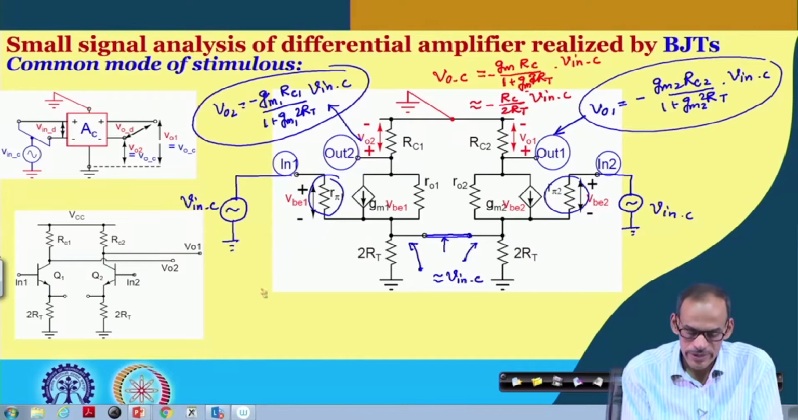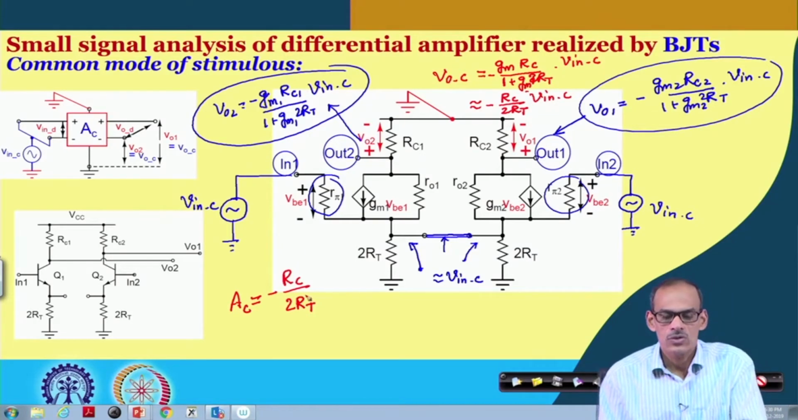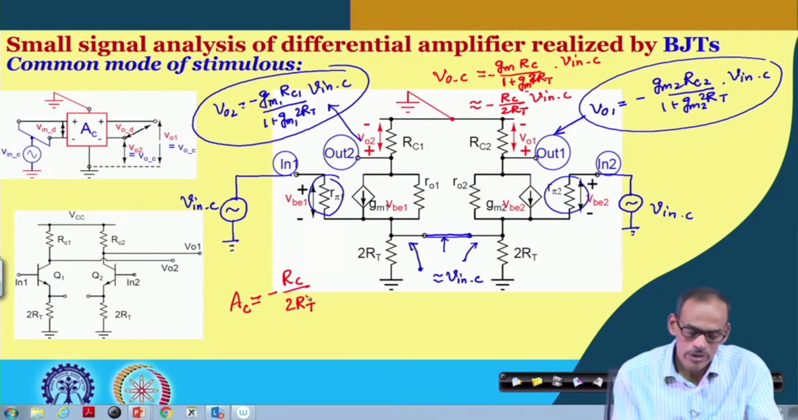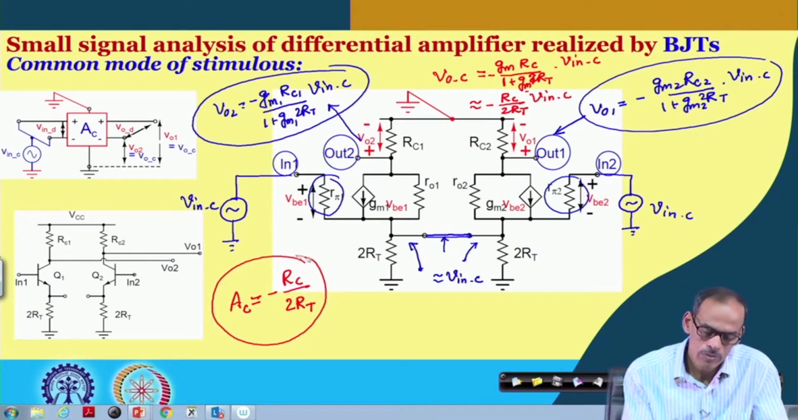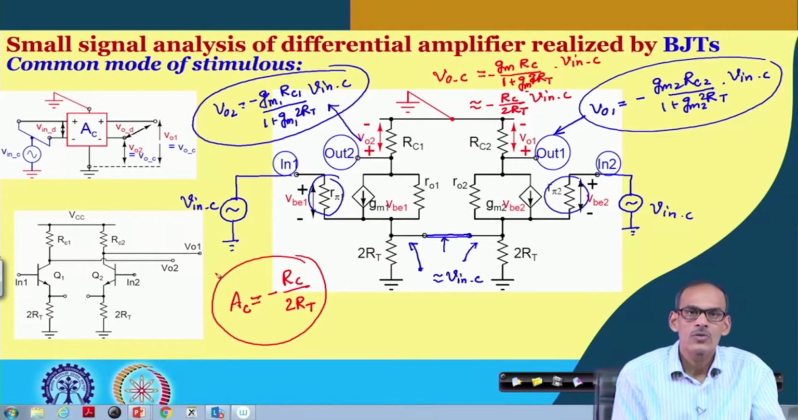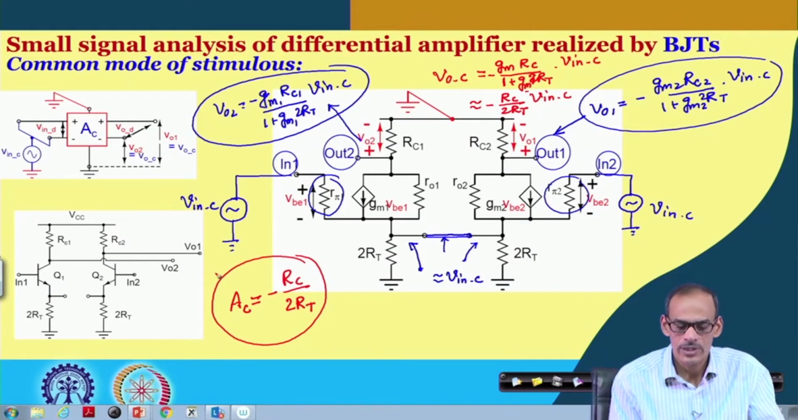In fact, that gives us the same expression of common mode gain equal to minus RC divided by 2 RT, right. So, in summary, we got the expression of the common mode gain and differential mode gain. Whenever we go into a numerical circuit, we will see their corresponding values.